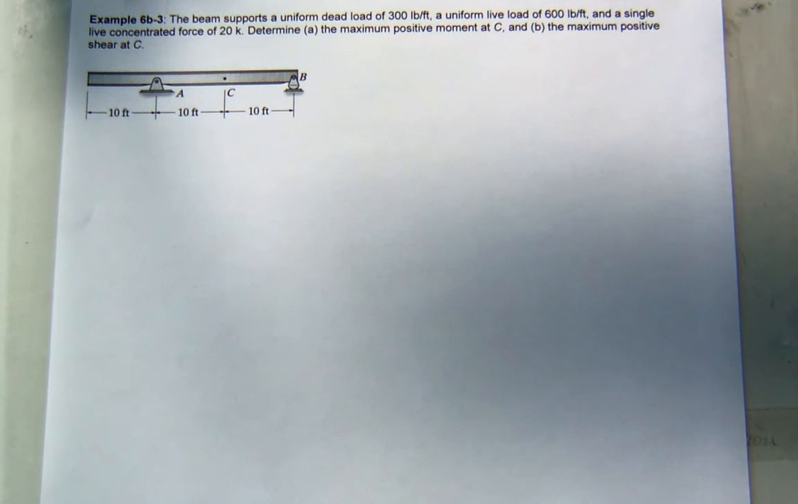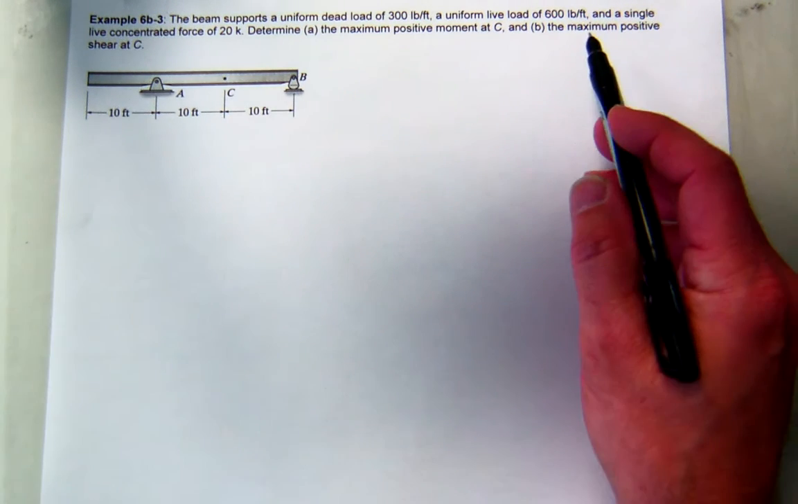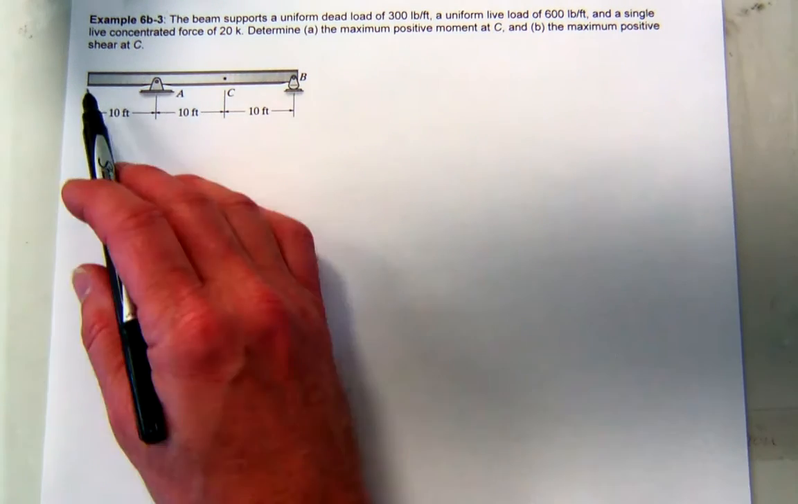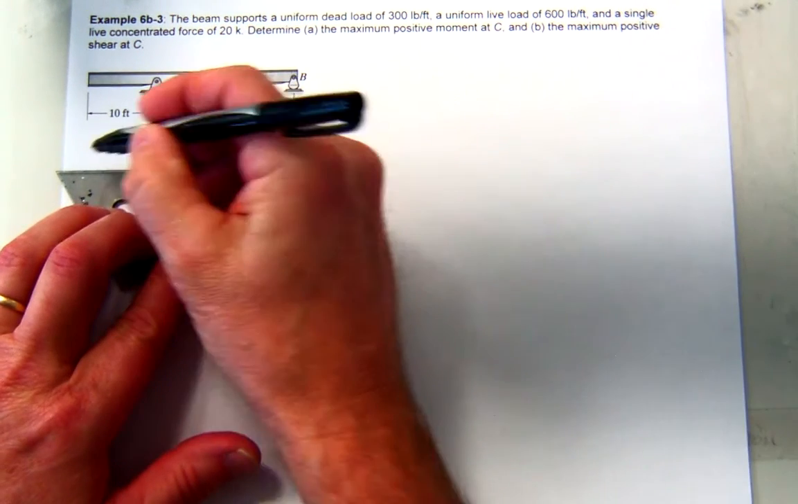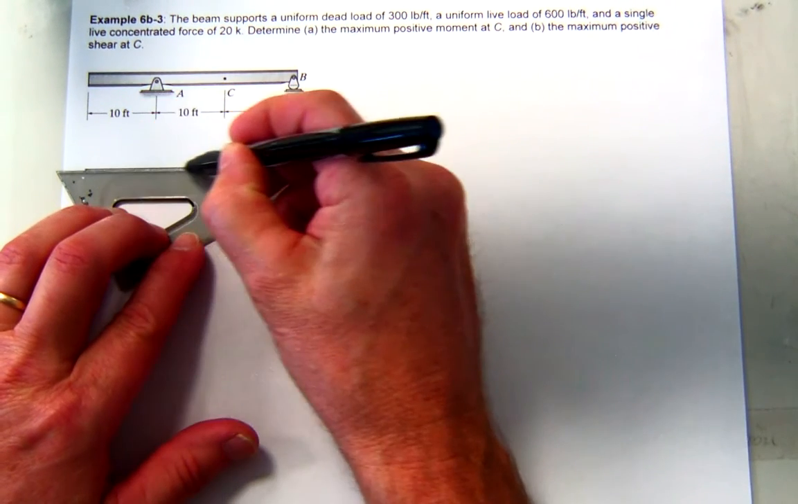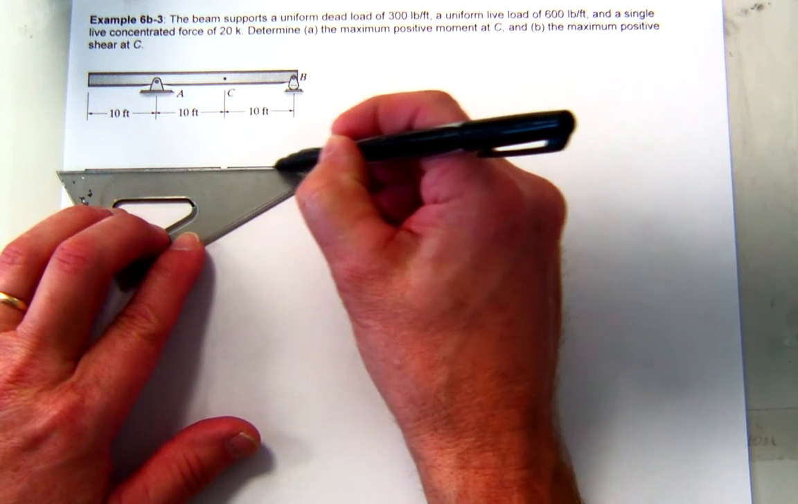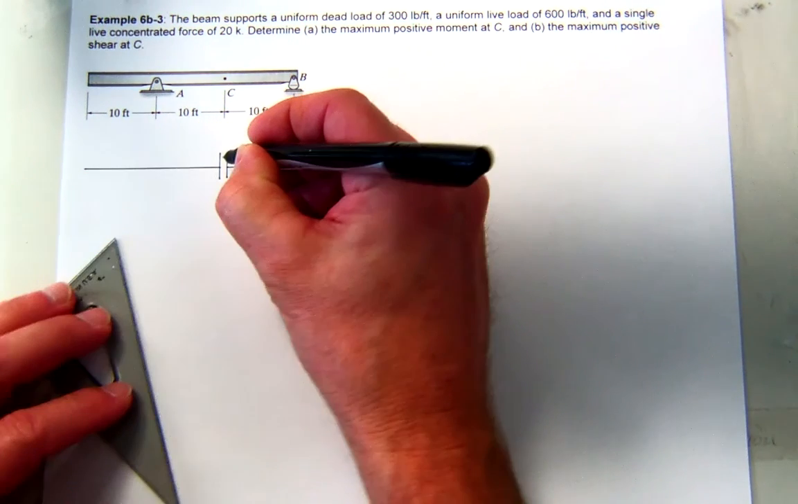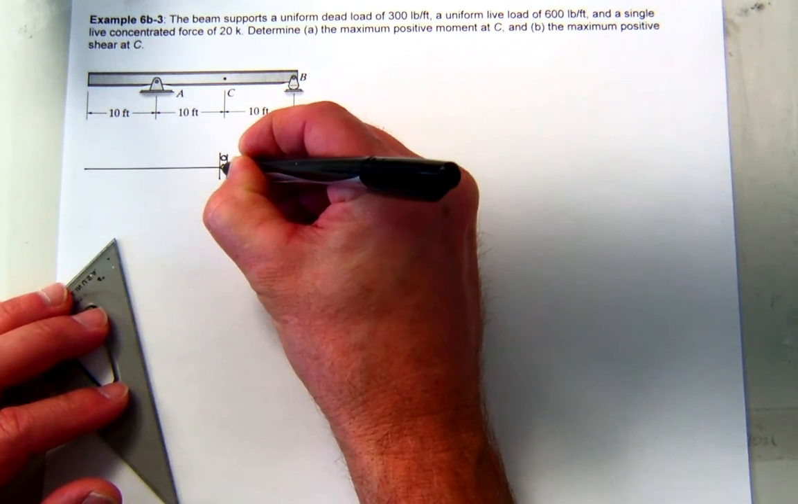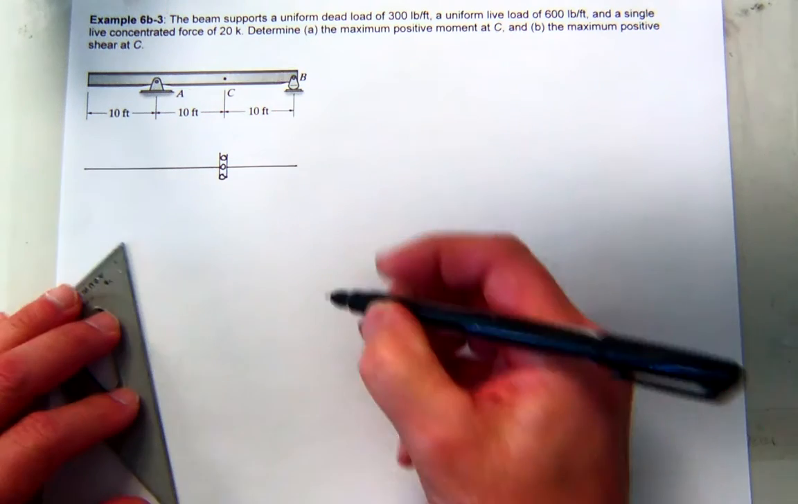Okay, so this is the second part to the problem that we're working on. We did part A, so this is going to be part B. Part B wants the maximum positive shear at C. So I have to pretty much start all over. What I'll do first is I'll draw the structure, and then we'll imagine this magical shearless connector at C.